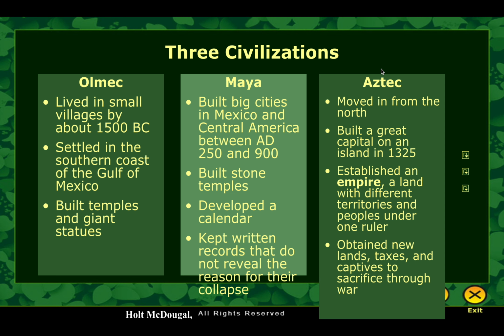And then last was the Aztec. They moved in from the north. They built a great capital on an island in 1325, and they established an empire in Mexico. And that allowed them to obtain new lands, taxes, and captives to sacrifice through war. So the main thing you want to remember is the Olmec were in the southern part, Mayan were in the middle, Aztec were in the north.